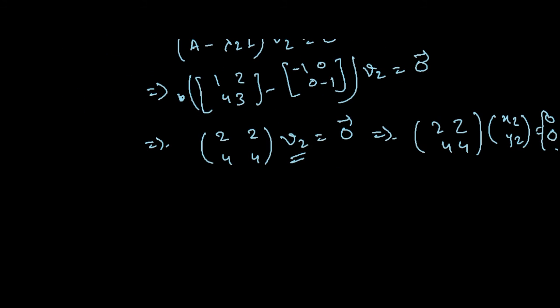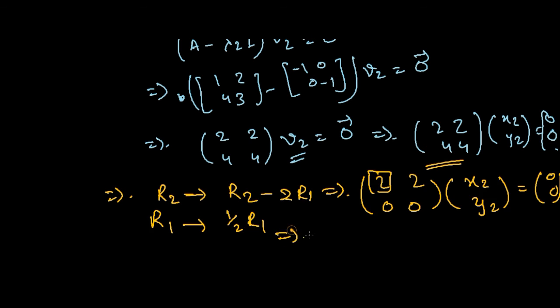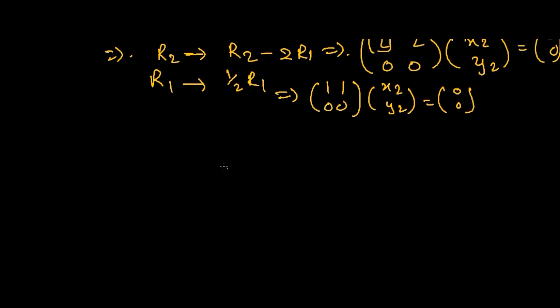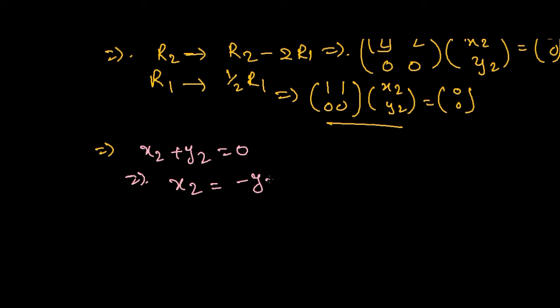Okay, now again reduce it to row echelon form. On reducing it, this will give us 1 1 0 0, and this is our eigenvector. Here is our zero vector. And now this system of equations is giving us the relationship between our x2 and y2, and this is equivalent to writing that x2 is minus y2.